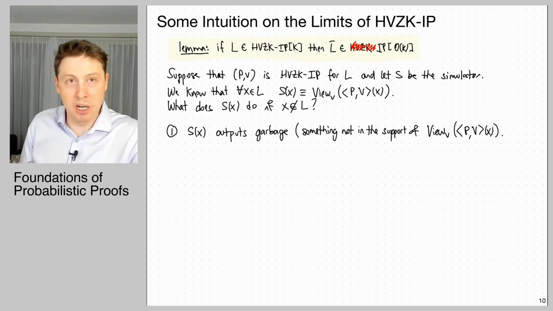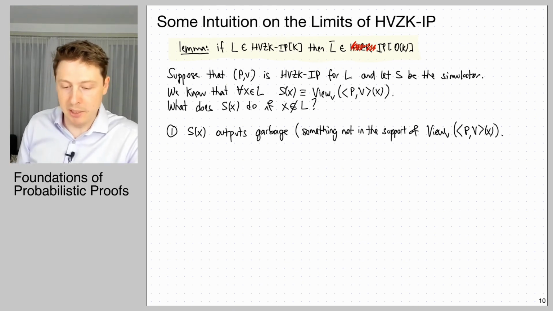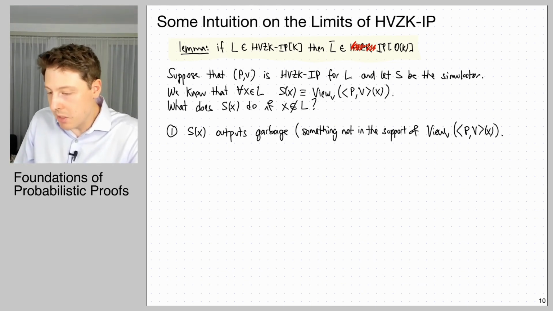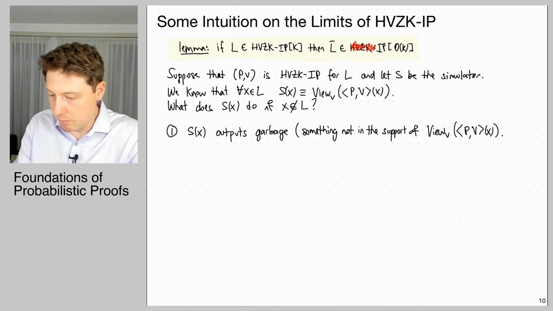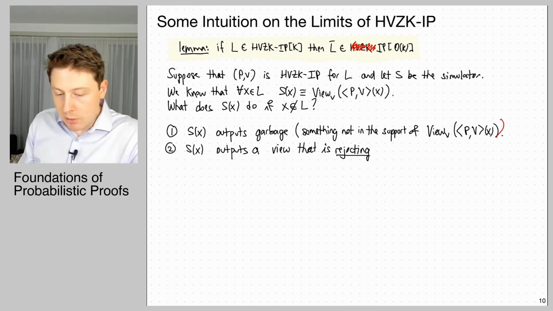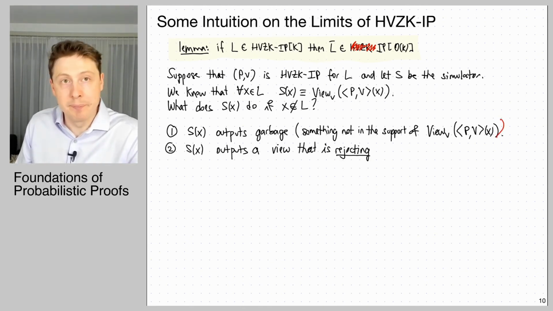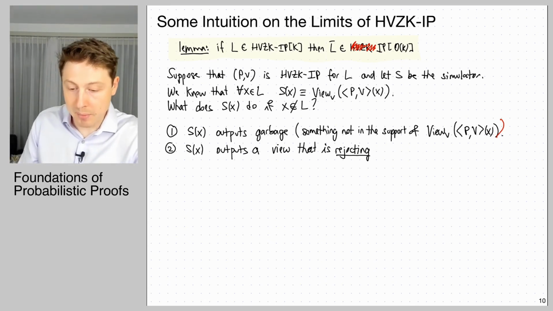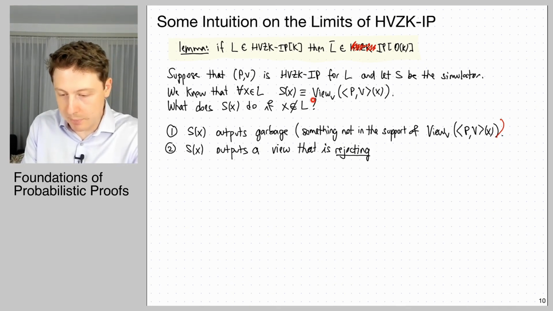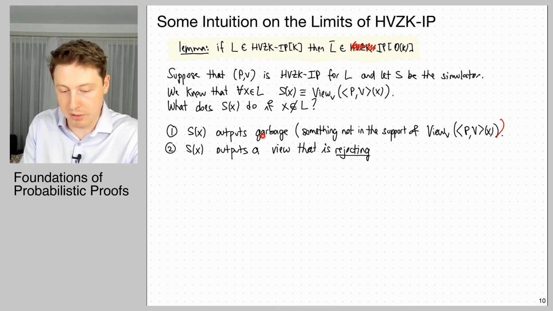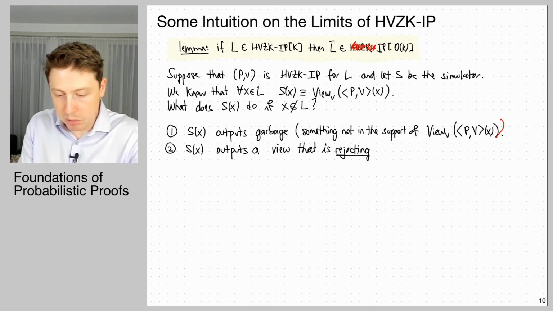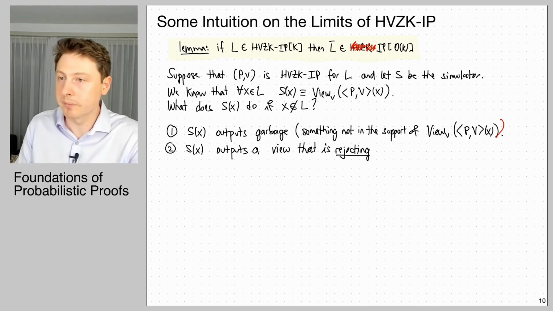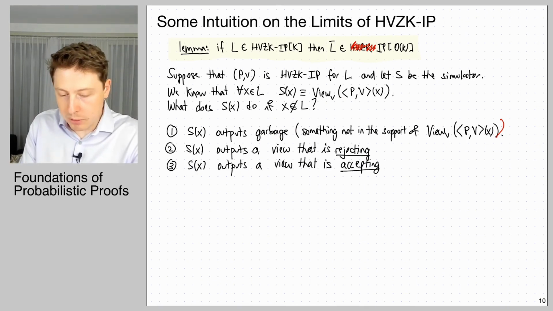Okay, well, it will do something. It might start outputting garbage, it might explode along the way, it might output something nonsensical. That is an option. It could output some view, just a rejecting one. Remember, the simulator was supposed to output an accepting view. So here I'm just saying, suppose it outputs, I don't know, banana. But in option 2, it outputs a view of a verifier that rejected. A third option is that it could output a view that is accepting.